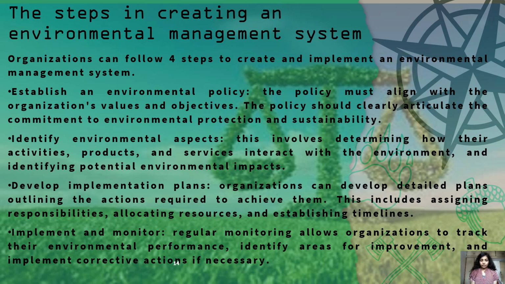Second thing is to identify environmental aspects. This involves determining how their activities, products, and services interact with the environment and identifying the potential environmental impacts. Then develop implementation plans. The organization can develop their own plans outlining the actions required to achieve them. This includes assigning responsibility, allocating the resources, and also managing the timelines. And implement and monitor. So regulating and monitoring allows organizations to check their performance and identify the areas for improvement and betterment.